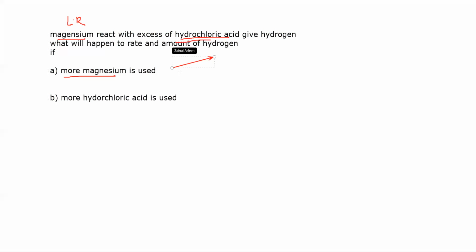So if we use more magnesium, what will happen to the rate? It will increase the rate, and the amount of hydrogen will also increase. But if we use more hydrochloric acid, the rate will increase, but the amount of hydrogen, the product, will be the same. So the idea is that the rate will be affected in both cases, but the amount of product will change only if we change a limiting reactant.